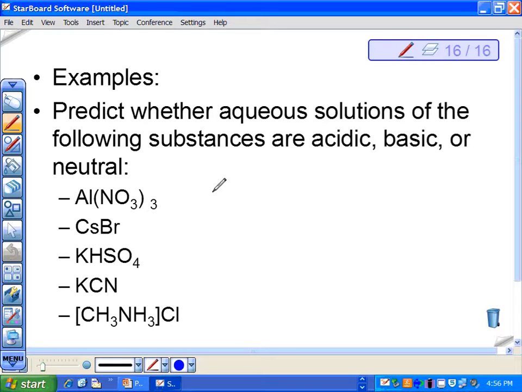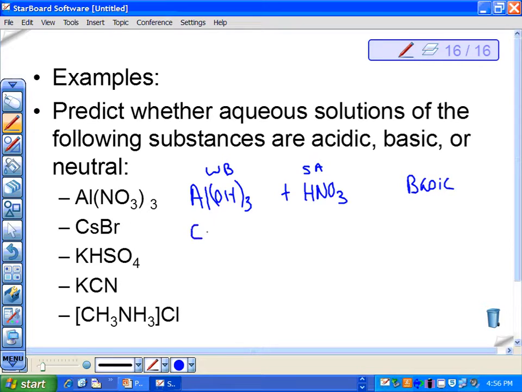So I'll do it very quickly. It is getting close to 5 here. So this would probably be made from aluminum hydroxide and nitric acid. So this would be a weak base, and this is a strong acid, so therefore this one would be an acidic salt. This one's made from cesium hydroxide, which is a strong base, and hydrobromic acid, which is a strong acid, so therefore this one would be neutral.